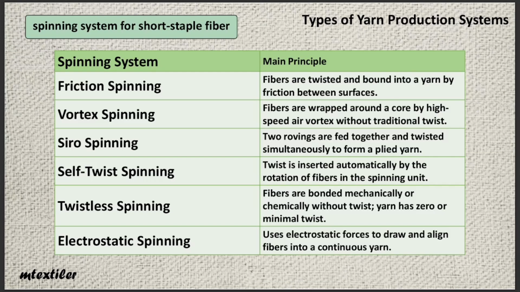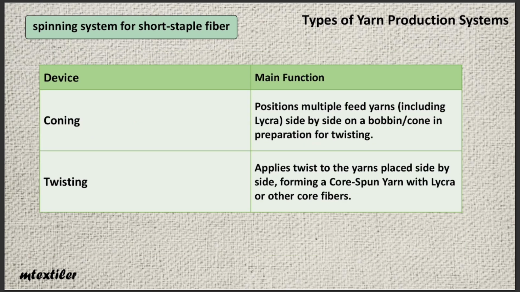In this slide, the remaining spinning systems for short staple fiber are mentioned, which, simply due to different mechanisms, produce the same yarn product but with different parameters of quality, uniformity, strength, hairiness, etc. Their brief explanations are given opposite each system name: friction spinning, vortex spinning, zero spinning, self-twist spinning, twistless spinning, electrostatic spinning.